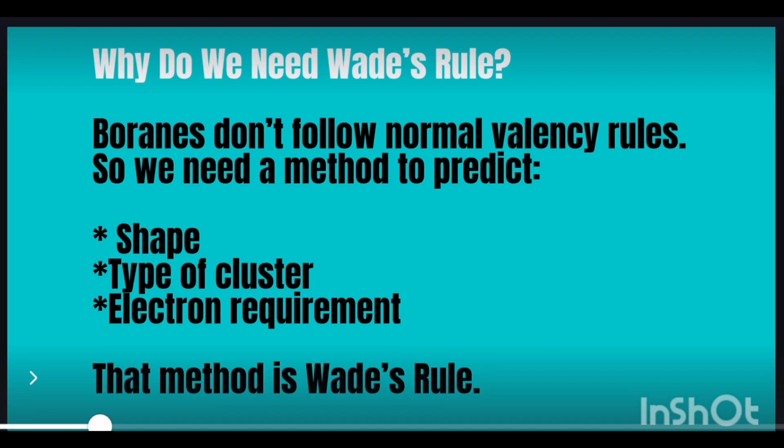Now we'll see why we need Wade's rule. Wade's rule helps us to predict the type of cluster based on the number of skeletal electron pairs. An important point is we only count electrons involved in cage bonding. We do not count electrons in normal terminal B-H bonds. So we need a method to predict shape, type of cluster, and electron requirement. That method is Wade's rule.